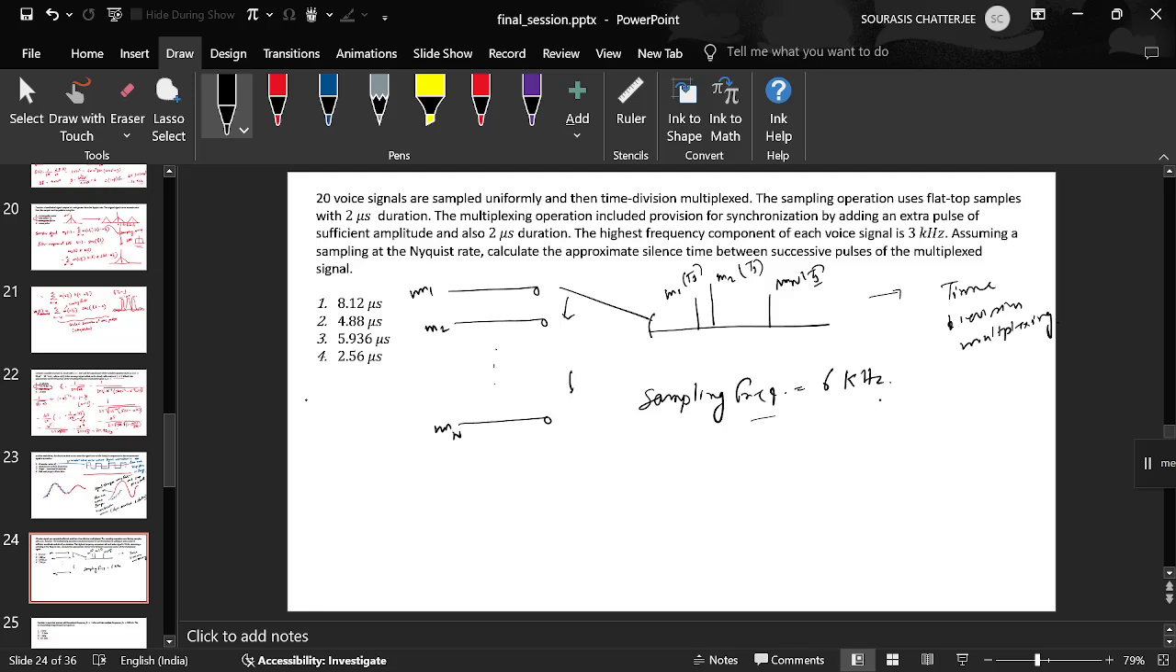So your sampling frequency is 20 kilohertz, so your sampling time is 166.67 microsecond. So what is the approximate silence time between successive pulses of the multiplexed signals? We have 20 voice signals here and one extra pulse, that is 21.